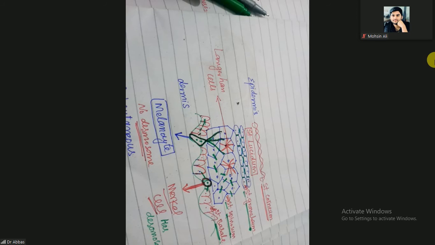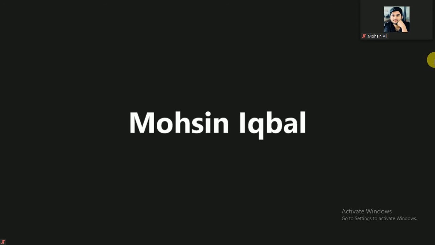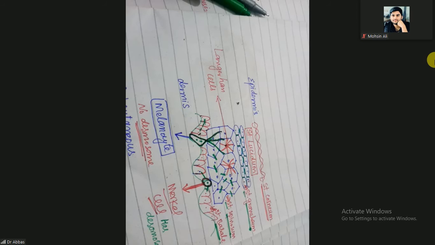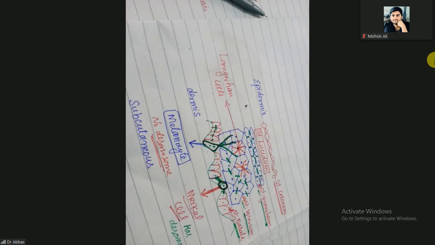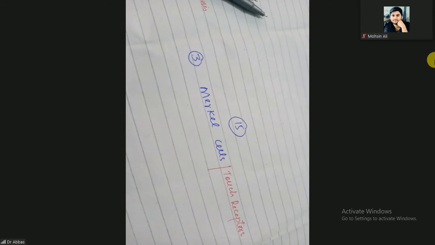And these are known as Merkel cells. So Merkel cells are type 1 touch receptors present in stratum basale. Okay, so let's discuss the Merkel cells in detail. Merkel cells are type 1 slowly adopting touch receptors.